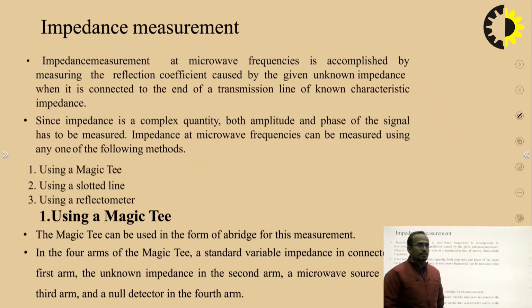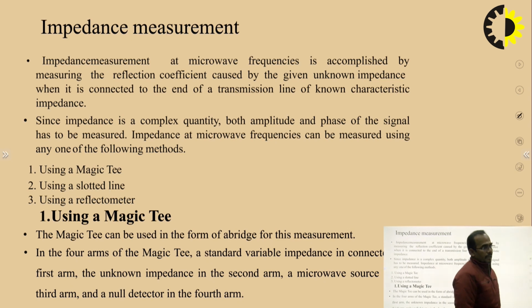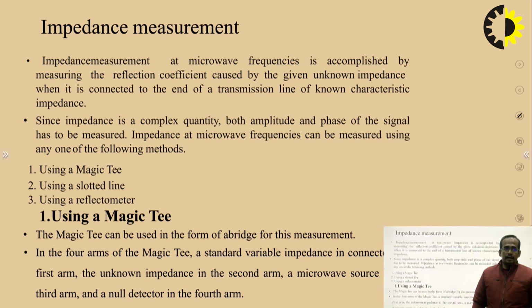Next is the impedance measurement. For impedance measurement, basically there are three methods: using a magic T, using a slotted line, and using a reflectometer. Impedance measurement at microwave frequencies is accomplished by measuring the reflection coefficient caused by the unknown impedance when it is connected to the end of the transmission line of known characteristic impedance. The impedance is a complex quantity, that is we can represent it as R plus jXL or jXC.